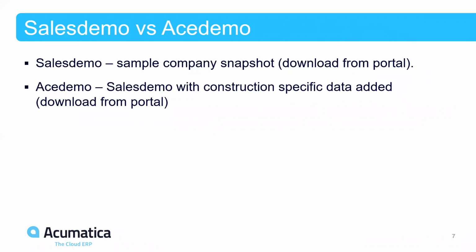ACE Demo is the Sales Demo snapshot with construction-specific data and projects added to it. ACE Demo is also available from the partner portal. I'll be using ACE Demo today. ACE Demo is already configured for project budget forecasts, but I'll take you through the configuration steps so you're aware of them. Let's take a look at those configuration steps.